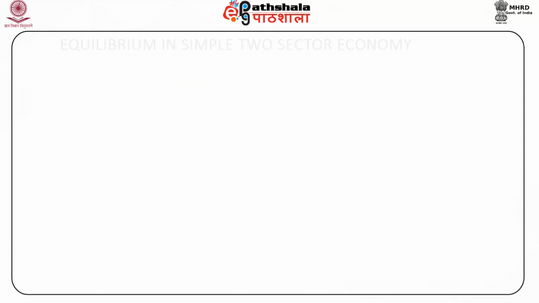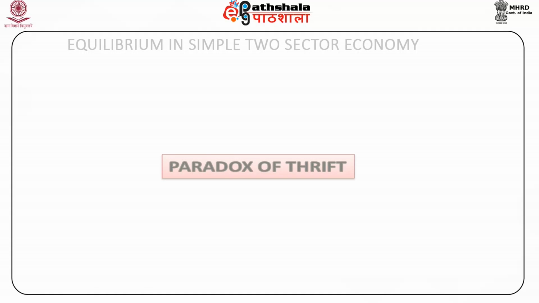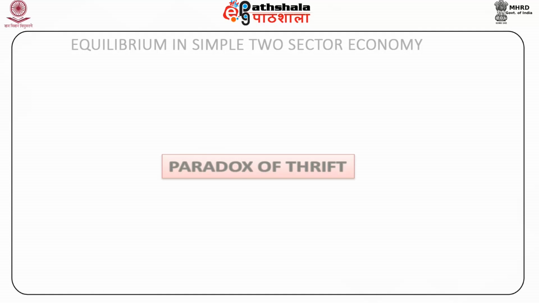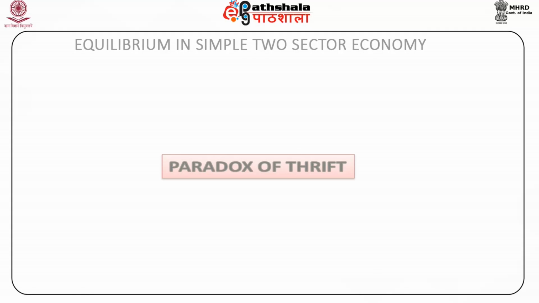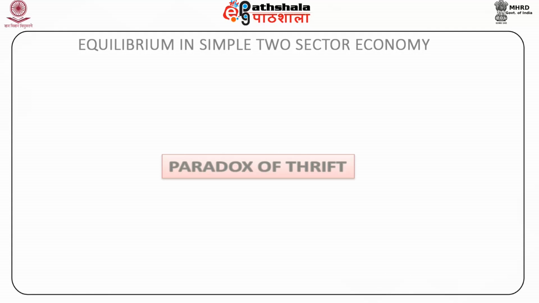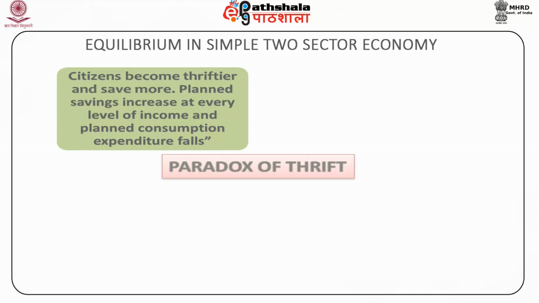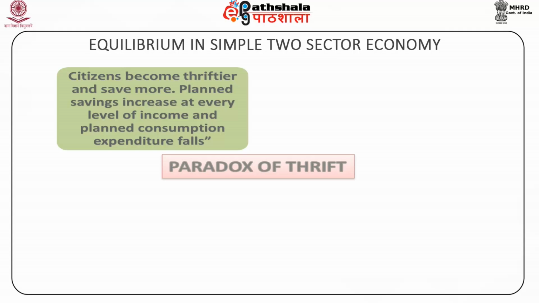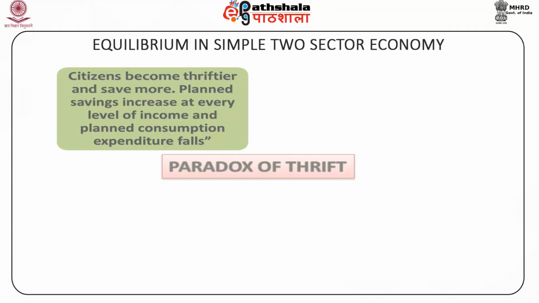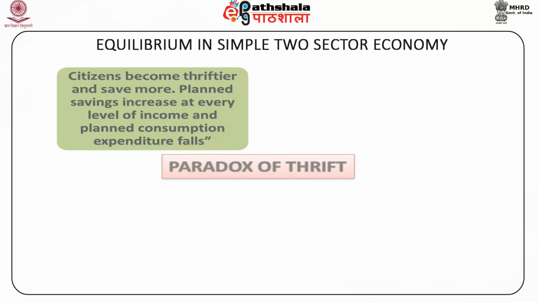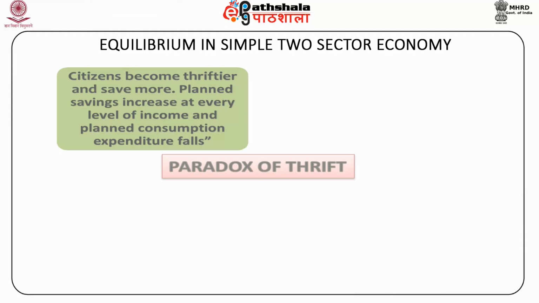Next topic that we will discuss is an interesting result known as the paradox of thrift. It shows the importance of demand in Keynesian economics. Suppose that at some point the citizens of an economy decide to become thriftier and begin to save a greater amount at each level of income. Planned savings increase at every level of income and planned consumption expenditure falls. This is equivalent to a decline in autonomous C.